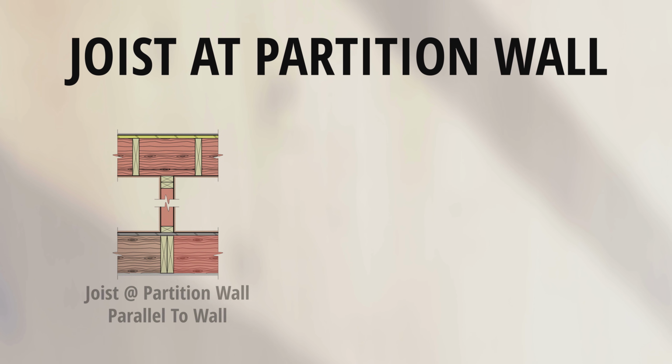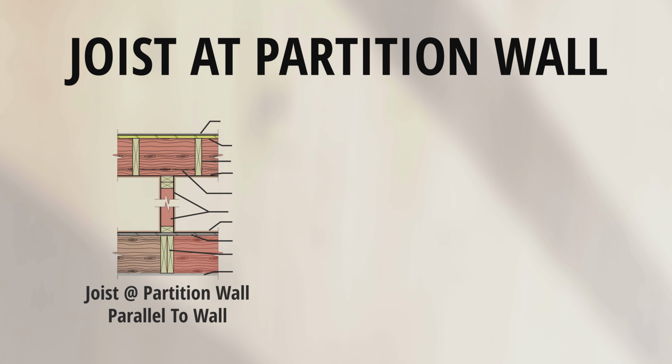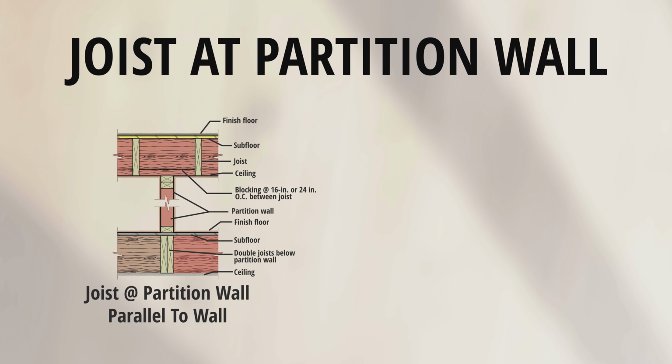Joist at partition wall. Joist at partition wall parallel to wall. Finish floor, subfloor, joist, ceiling, blocking at 16-inch or 24-inch on center between joists, partition wall, finish floor, subfloor, double joist below partition wall, ceiling.